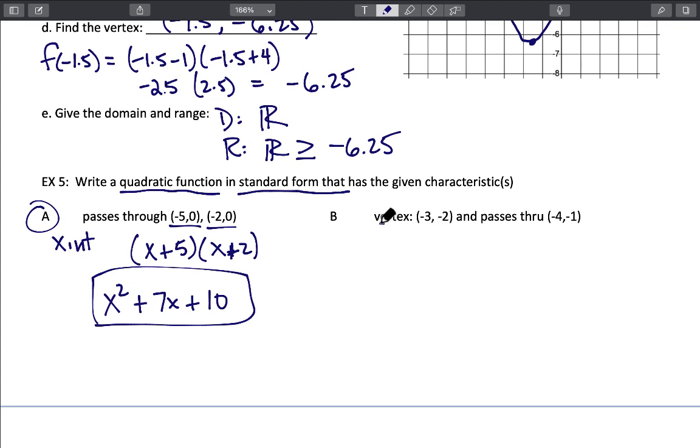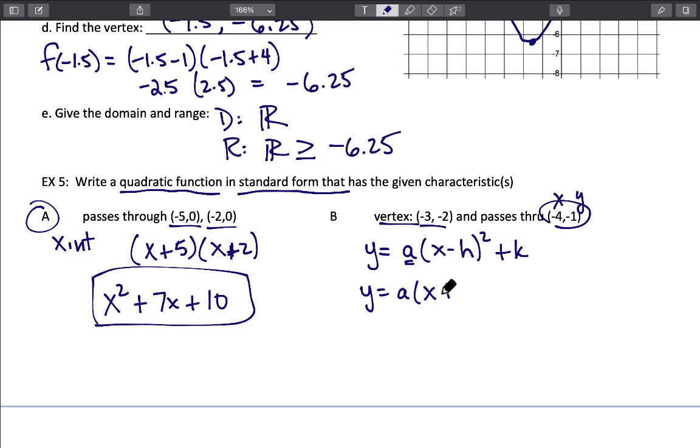All right, our next one, we're given the vertex of (negative 3, negative 2), and it passes through the point (negative 4, negative 1). I'm going to use vertex form now, which says to substitute in your h and your k and another coordinate x and y so that you can find your a value. My h is negative 3, my k is negative 2, and I have an x and a y. Our first line here will read: y equals a times (x plus 3) squared minus 2. We're going to substitute in negative 1 for y, and negative 4 for x. Now we're going to solve for a.